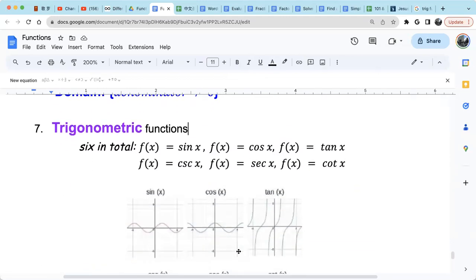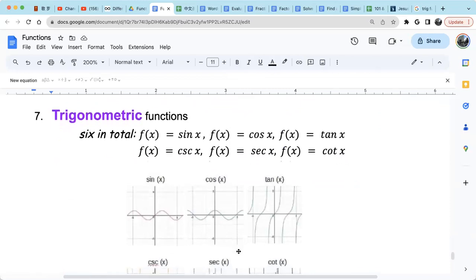Then the last type is trigonometry functions. Usually we just call them trig functions because it's too long. Logarithmic functions, we just call log functions, right? So trig functions have 6 types: sine x, cosine x, and tangent x. And the multiplicative inverses: cosecant x equals 1 over sine, secant x equals 1 over cosine, and cotangent x equals 1 over tangent x.